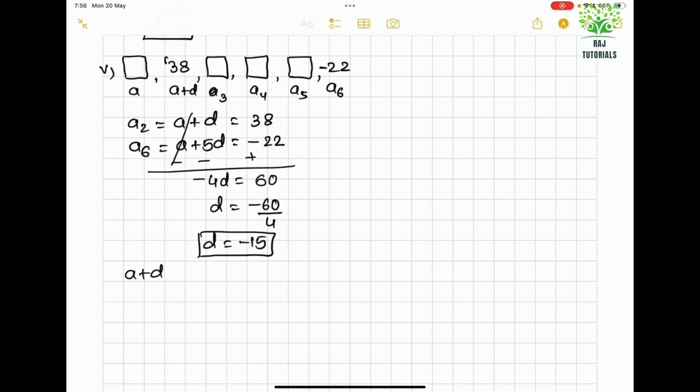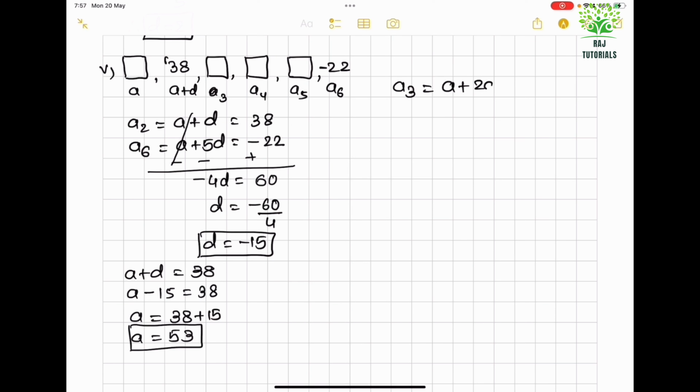So A plus D equal to 38. So A minus 15 equal to 38. So A will be 38 plus 15. So A I will get as 53. Now I got the D value, I got the A value, so I can get all the values.